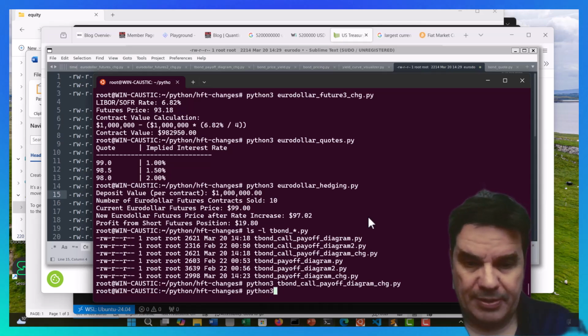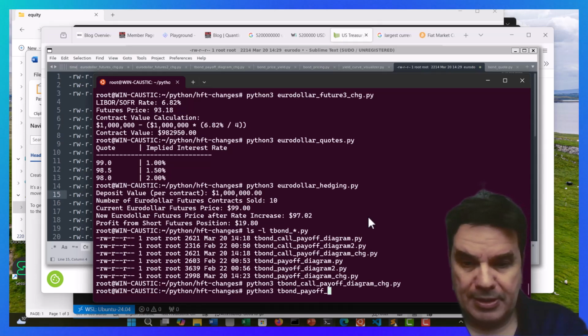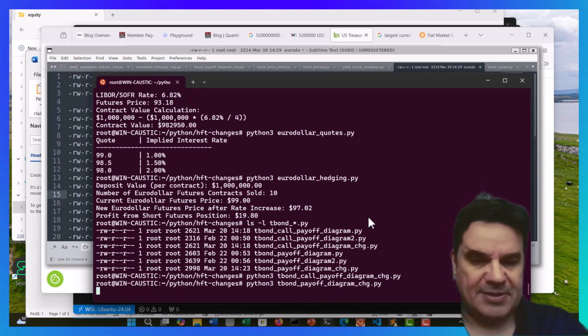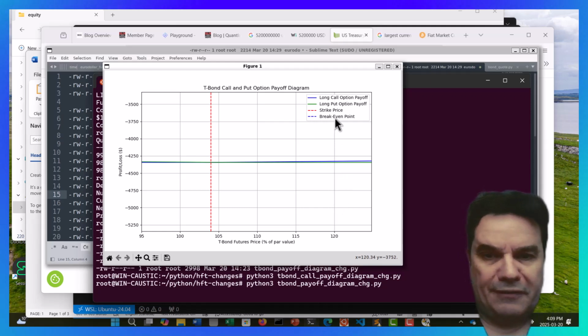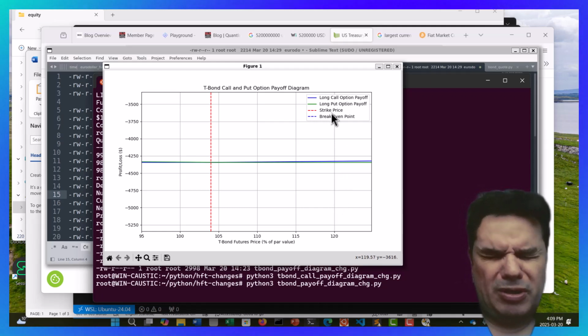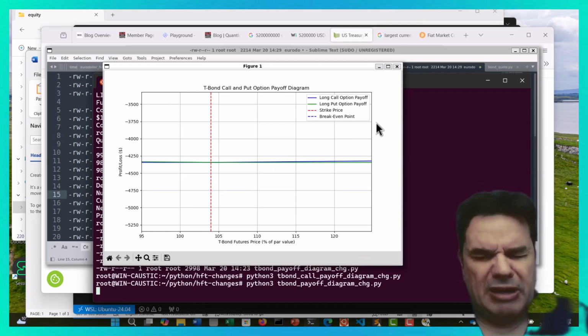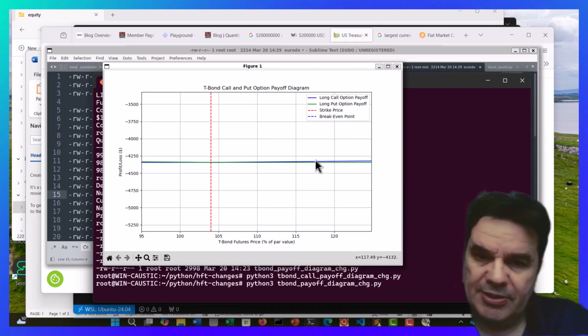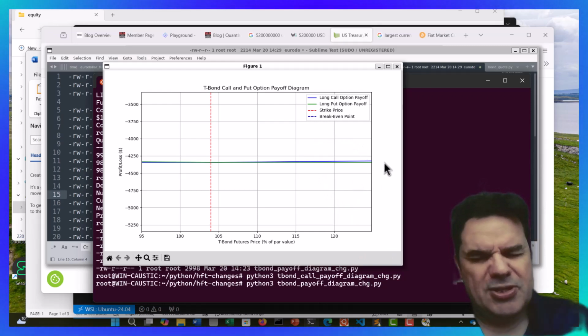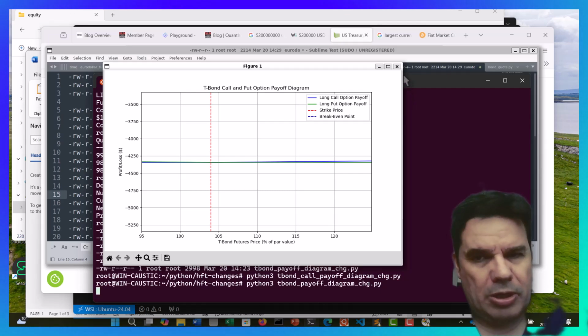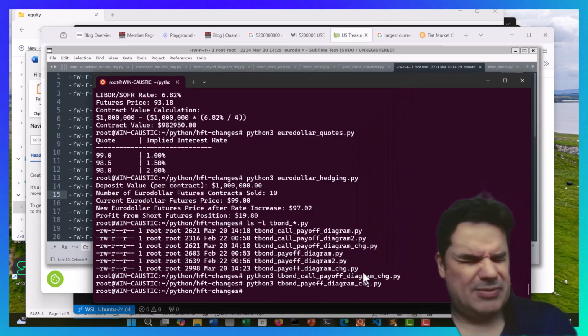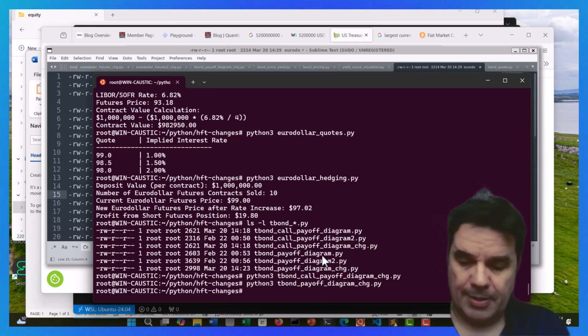Let's see if we can pull up another one. So let's see here. We've got T-bond payoff diagram change. So this might be similar to what we looked at. So this is a little different here. So here, if we put a long call option or a long put option, we can see the difference here against the strike price and the break even, which is not displayed anywhere. But again, just knowing if you want to do a put or a call option for these types of things, with a profit and loss on there as well.